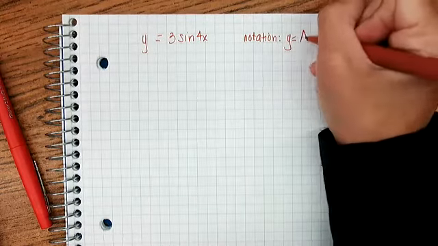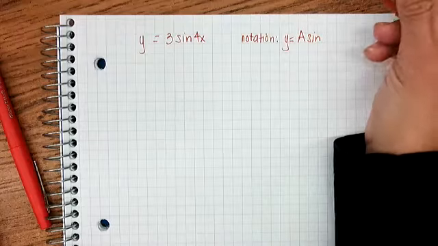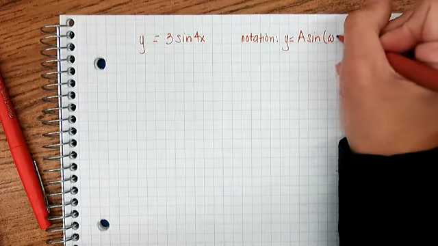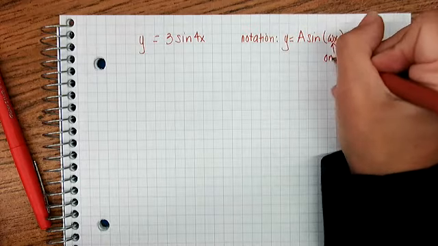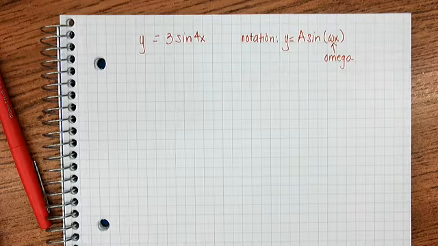Y equals A, amplitude, the sine of, you used to call it B, but now we call it omega x. We don't use B anymore, we use omega. Okay, why is omega important? It determines the period. Omega determines the period. So the period, which previously I told you was T, is equal to 2 pi over omega.